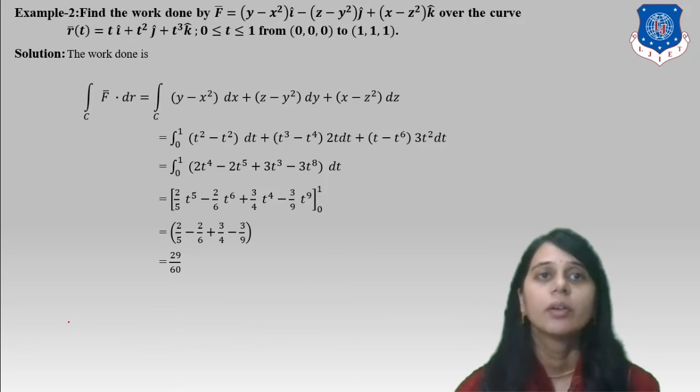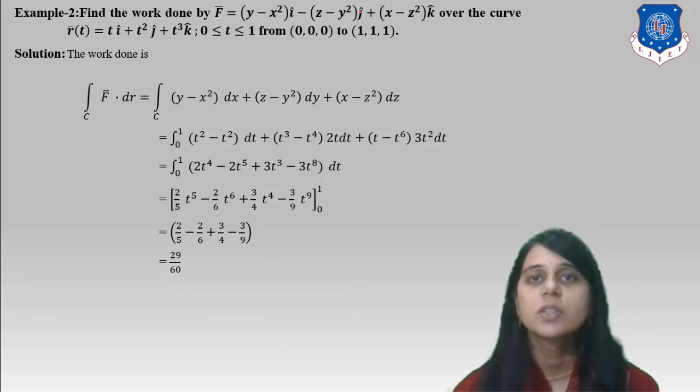Second example, find the work done by the force y minus x square i minus z minus y square j plus x minus z square k over the curve t i caret, t square j caret, t cube k caret, and t is 0 to 1. What is our boundary? It's 0 to 1. Now work done is F bar dr.